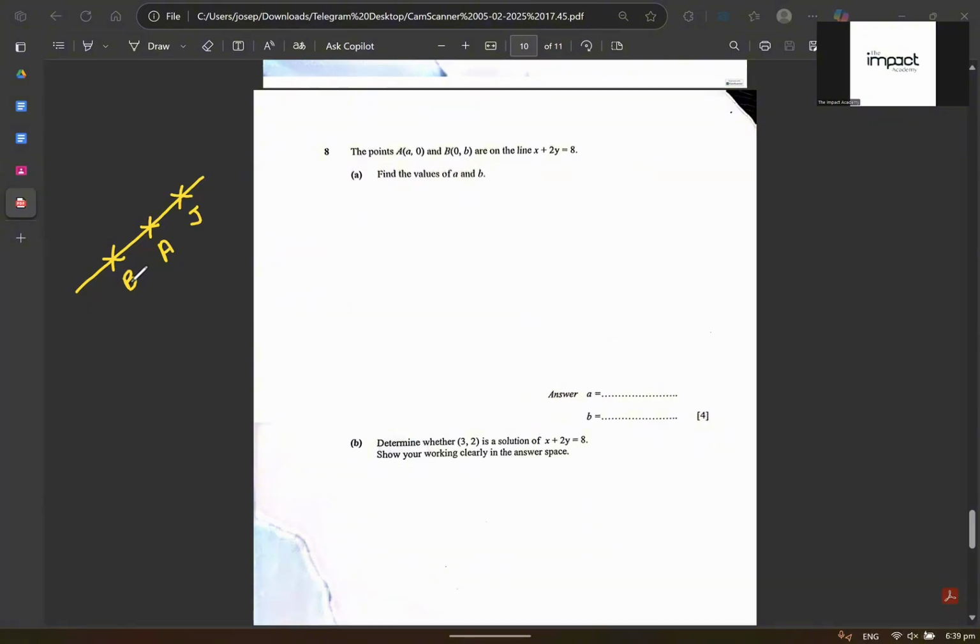Same thing over here. This analogy may not be the best, but as long as it gets the point across. Now, A and B are on this line x plus 2y equals 8. Agree or disagree? So they should share something the same. What's my A? A is (a, 0), correct or not? What's my B? B is (0, b). Agree or disagree? They want us to find the values of a and b. True?